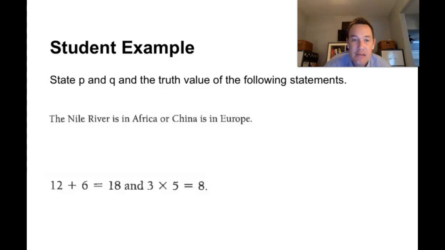So I'd like you to pause it here and just try these couple of student examples, and we will talk about them in class.